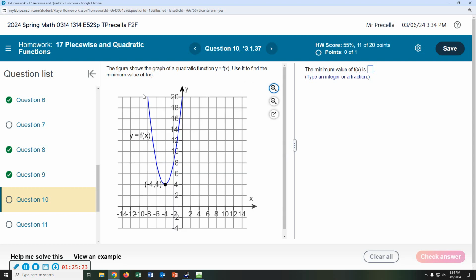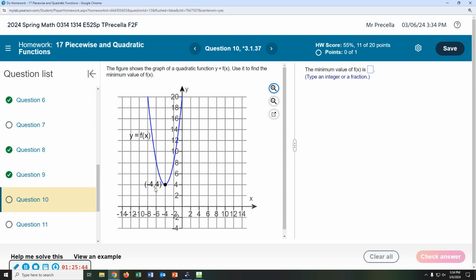So what's the minimum? Well, do you agree that this corresponds to minimum? The parabola is opening upward. So the vertex is at the highest point or the lowest point? The lowest point, okay. So what's the minimum value of f of x? That's the minimum value of y.